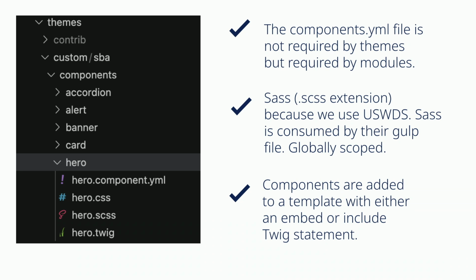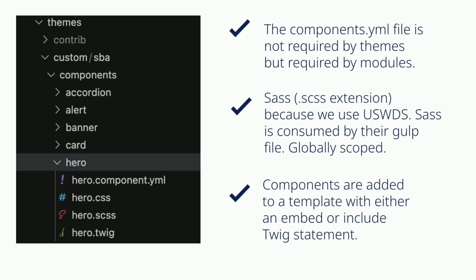We are using SASS, the .scss extension, because our base theme is the USWDS, the United States Web Design System. And since they use SASS, our SASS files are consumed and compiled into the USWDS and globally scoped. And then in order to add this component, you can do it two ways, either with an embed statement, and we might show that in a demo later, or an include statement to add these components in.